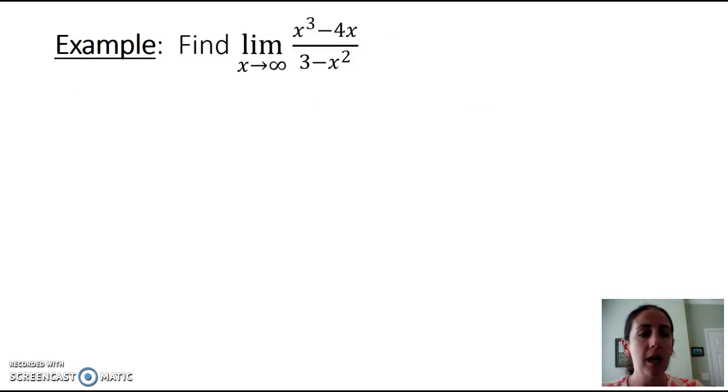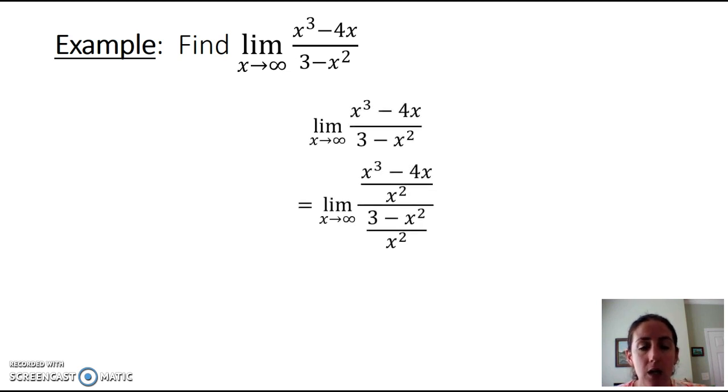Let's look at one more example. Let's find the limit as x approaches infinity of x cubed minus 4x over 3 minus x squared. Now, here we can do what we did in the previous video, where we can divide the entire numerator and the entire denominator by the largest power of x in the denominator, which is x squared. So when we do that and we separate that, we get x cubed over x squared and we get minus 4x over x squared. And we get 3 over x squared and x squared over x squared, which reduces to x minus 4 over x over 3 over x squared minus 1.